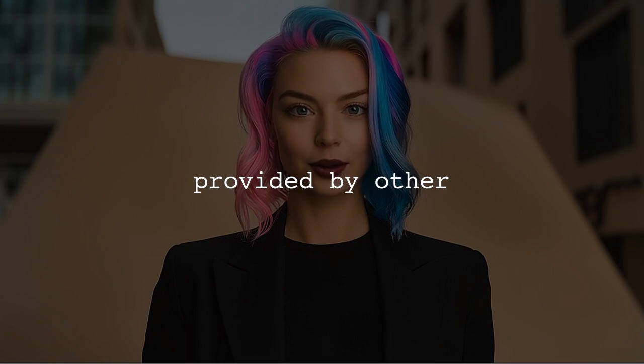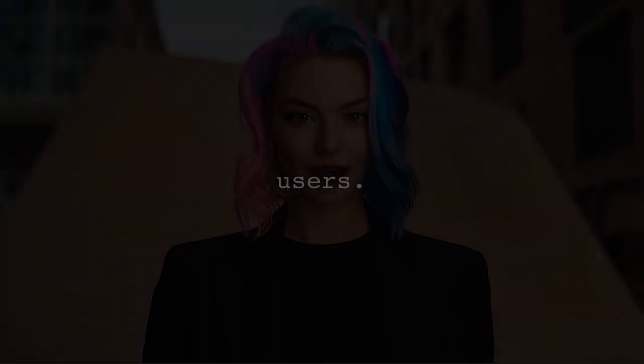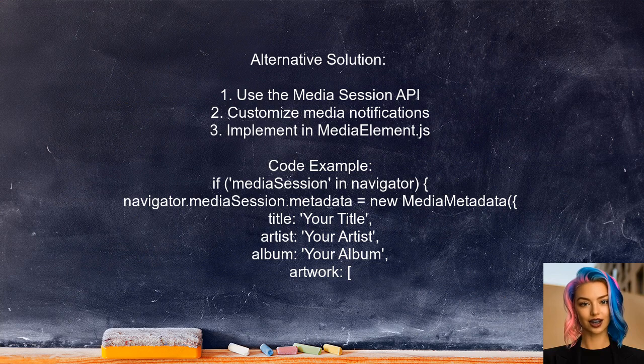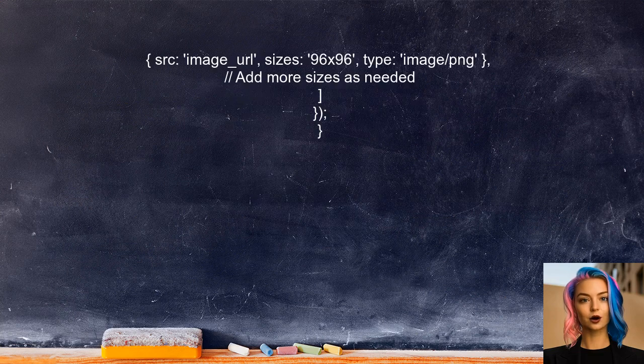Now, let's look at the answers provided by other users. An alternative solution suggests using the Media Session API to set a custom thumbnail for your audio in iOS Safari. This API allows you to customize media notifications and is supported in Chrome. To implement it, you can use the success method in the Media Element JS player to set metadata, including the title, artist, album, and artwork.